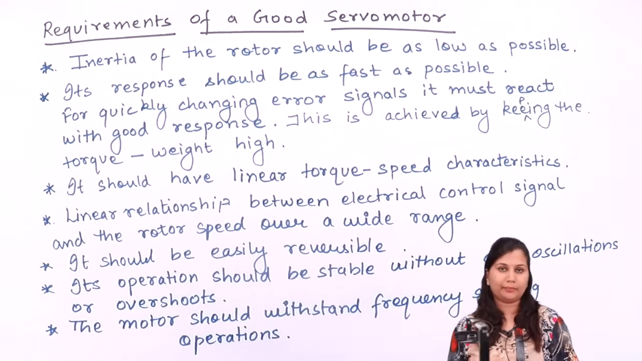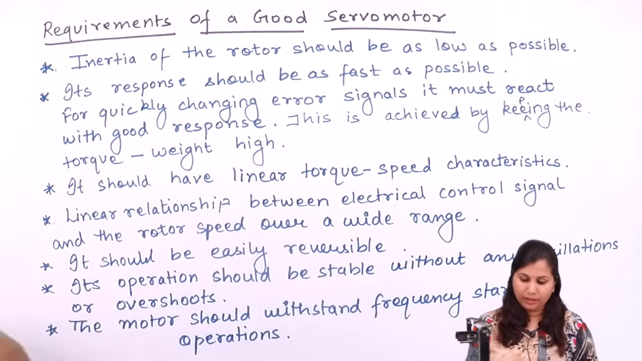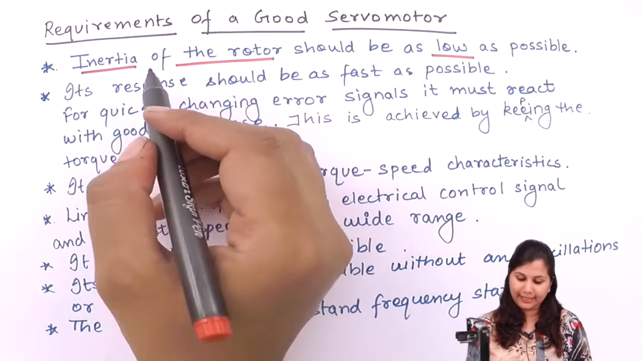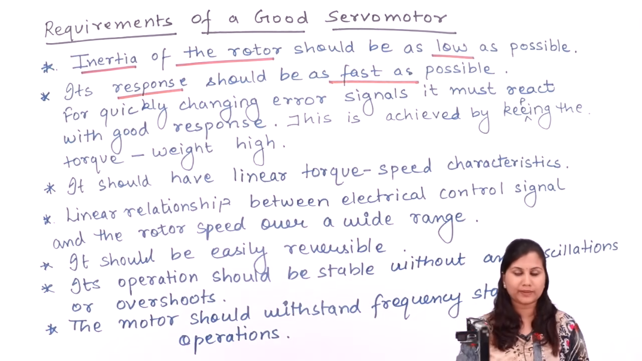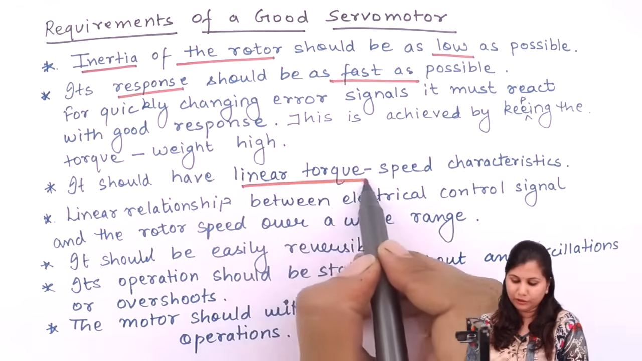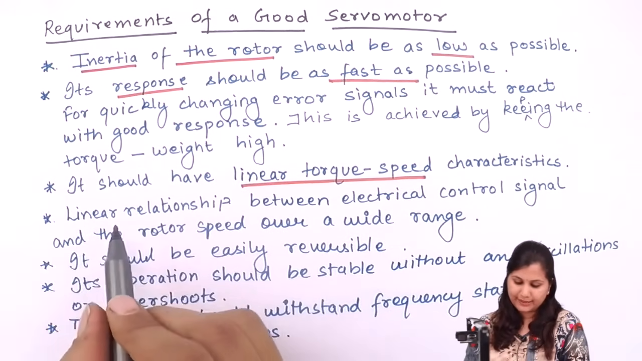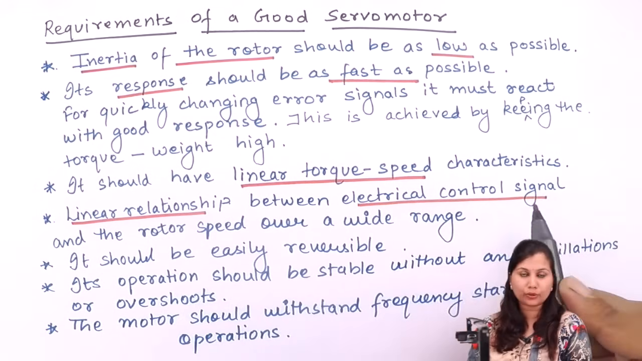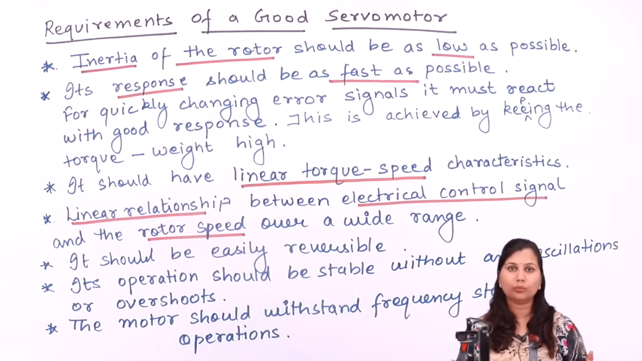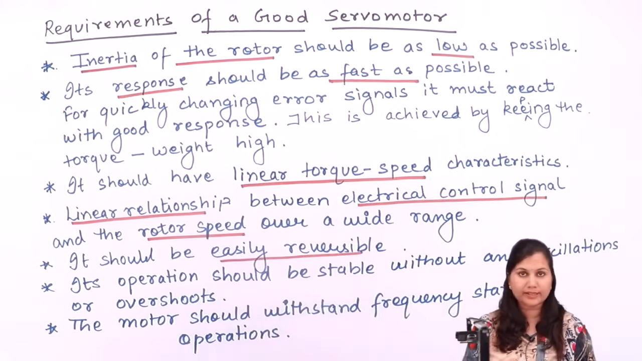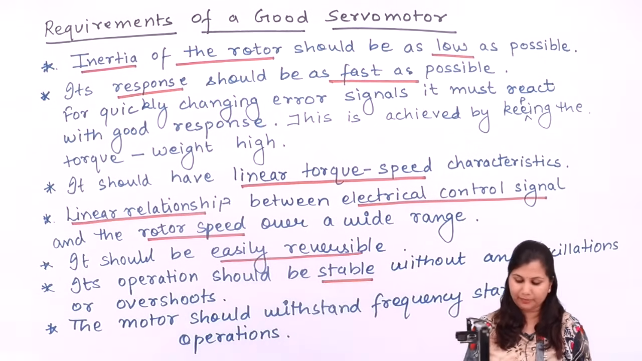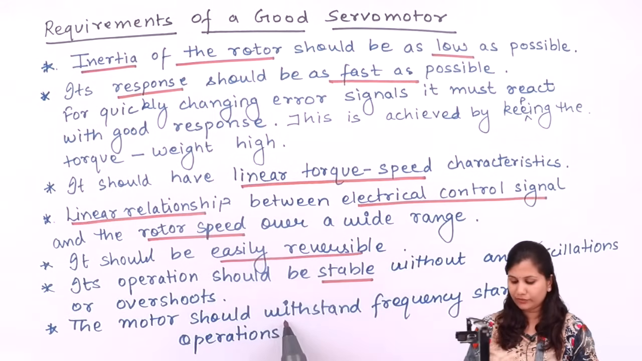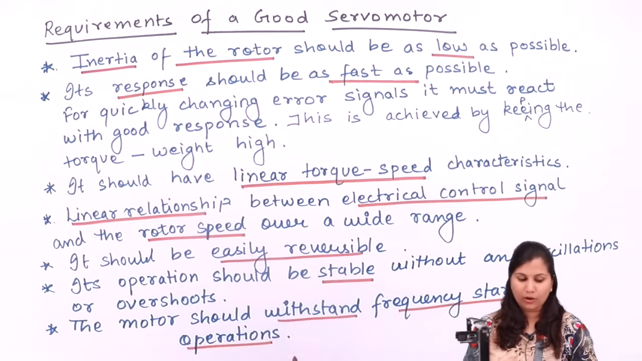Okay, so let's summarize the requirements of a good servo motor. First is that the inertia of the rotor should be as low as possible. Second is its response should be as fast as possible. Third, it should have linear torque speed characteristics. Fourth is that the servo motor should have linear relationship between electrical control signal and the rotor speed over a wide range. It should be easily reversible and its operation should be stable without any oscillations or overshoot. And last, we have that the motor can withstand the frequent starting operations.